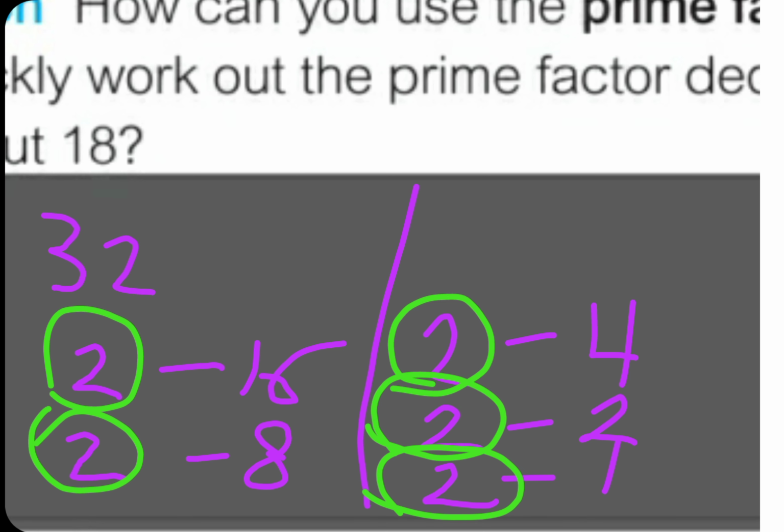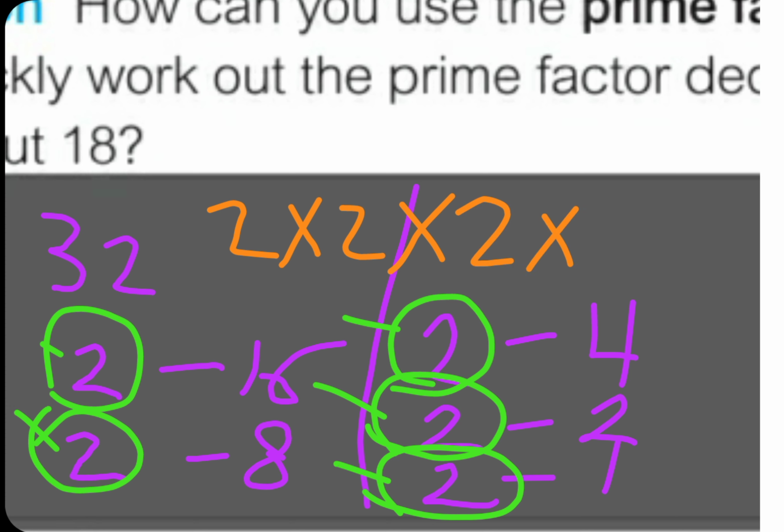How many are they? We have 1, 2, 3, 4, 5. So the prime factors of the number 32 are five 2s. How do we write them as a product? We write them like this: 2 times 2 times 2 times 2 times 2, 5 times. This is the idea of writing a number as a product of its prime factors. This is how we got the prime factors of the number 32. Now, let's answer the next question.